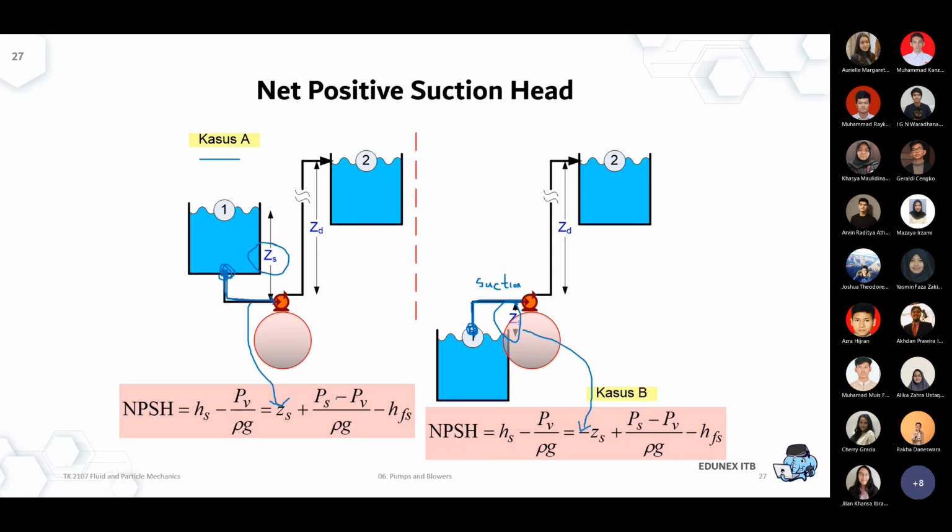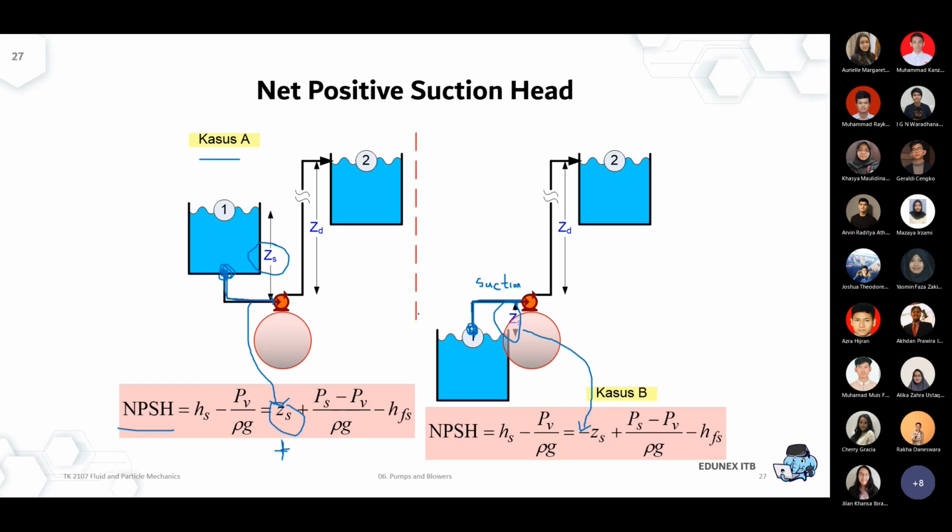If you have your pump below the tank, the ZS should be positive. Why? Because you put your pump in a better position to prevent cavitation. Because of gravity, it's natural for water to flow into the pump. So that's why it's positive: the higher the NPSH available from your pump, the better it is for you to prevent cavitation.